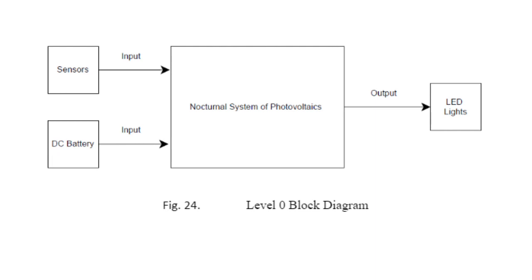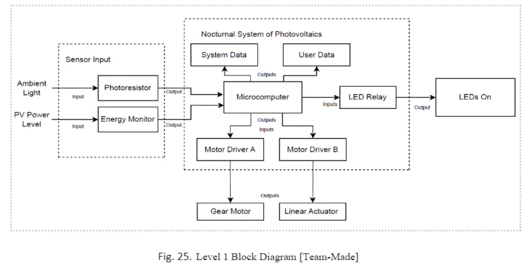This level 0 block diagram shows a straightforward visualization of our system with 2 inputs, sensors and DC power, and an additional operational block called Nocturnal System of Photovoltaics. The inputs are fed into the Nocturnal System of Photovoltaics, which performs the addition on the 2 inputs, and the result is output as LED lights. The level 1 block diagram will help explain how the inputs work to achieve the output.